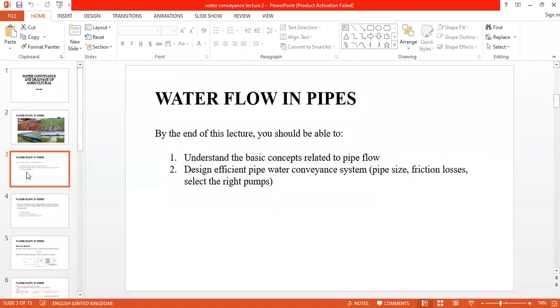By the end of this lecture, or chapter, because this is one chapter in your module, you should be able to understand the basic concepts that relate to pipe flow. And also, you should be able to design an efficient water conveyance system, in terms of advising on the size of the pipes, knowing the friction losses, and selecting the right pumps to use if at all energy will be needed to transfer the water from where it is to your place of interest.